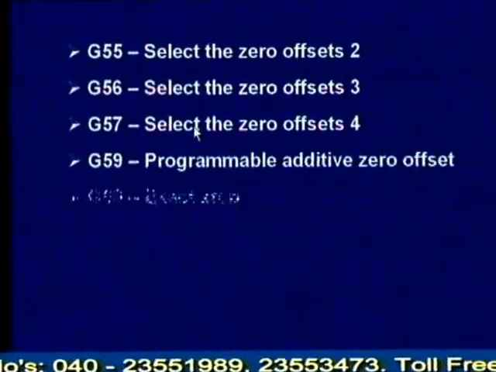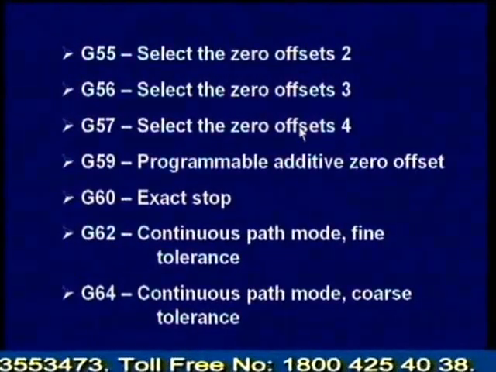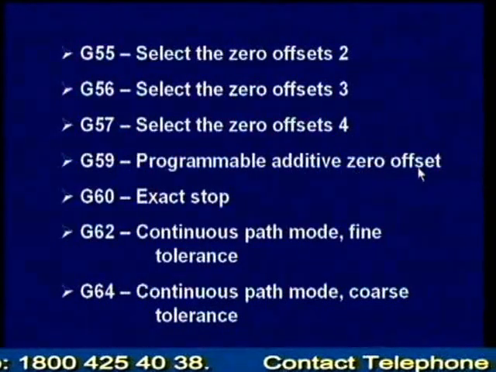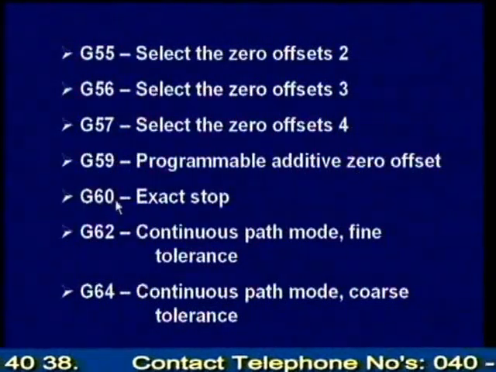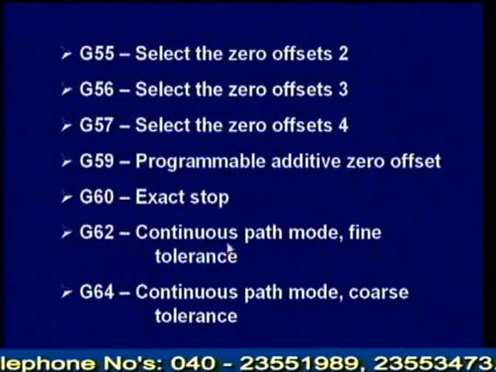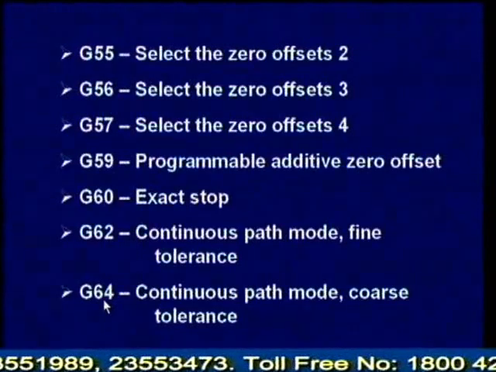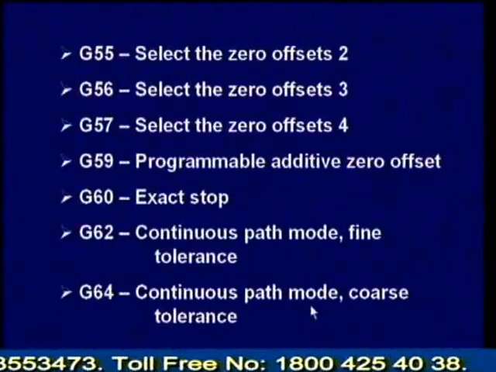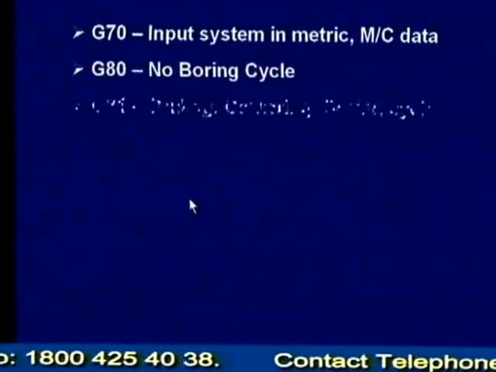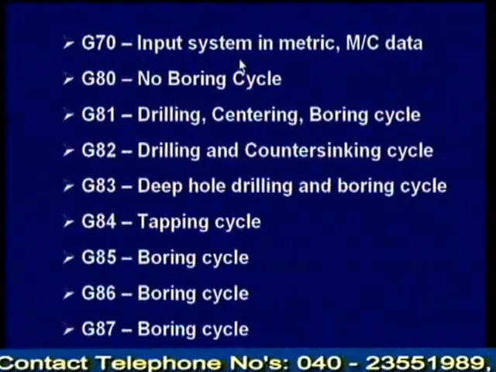Next is G54 to G57, which are for offsets. G59, programmable additive zero offset. G60, exact stop. G62, continuous path mode, fine tolerance. G64, continuous path mode, coarse tolerance. G70, input system in metric.